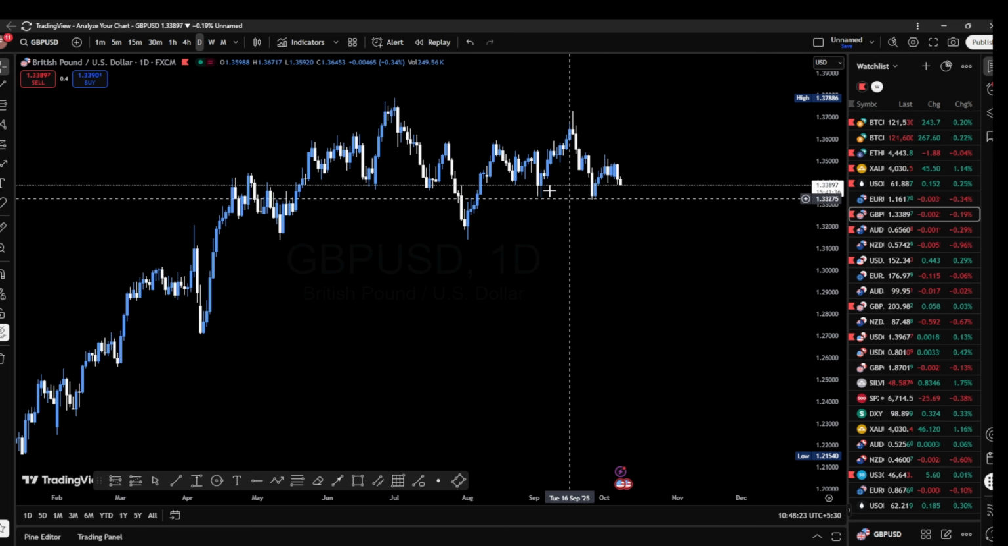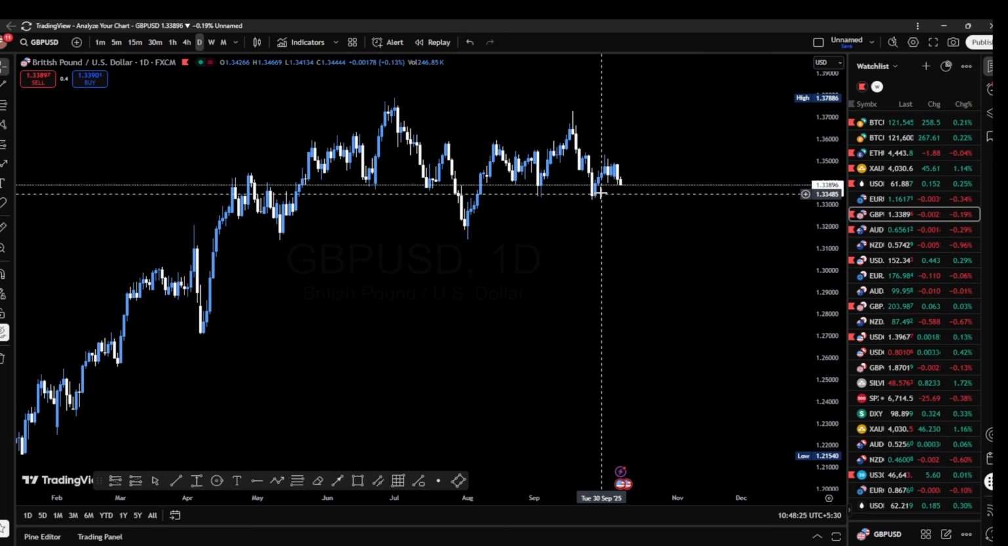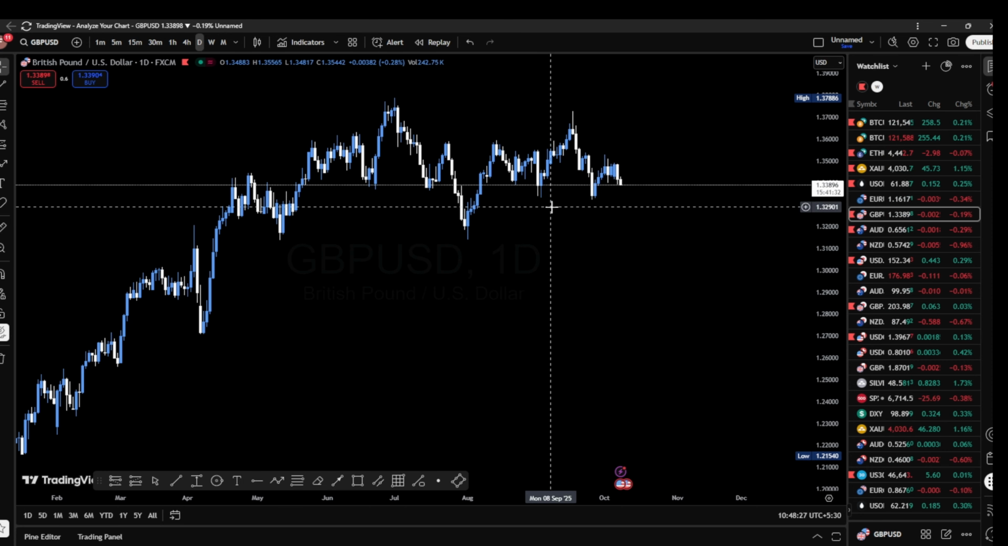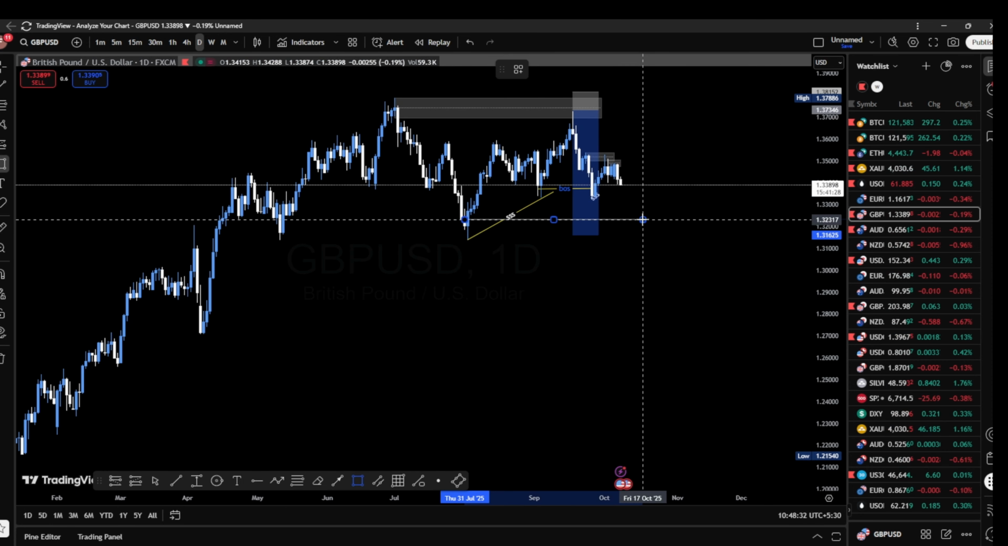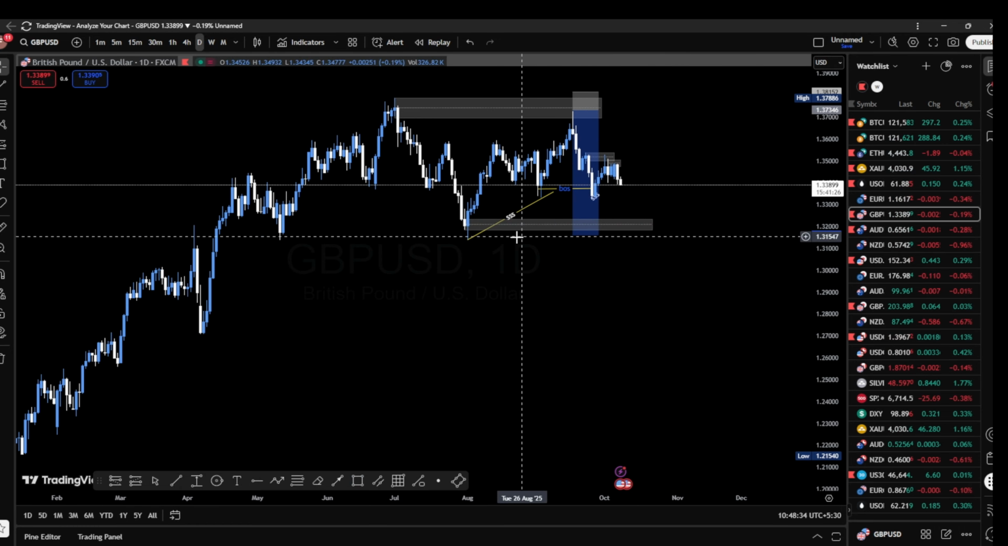In the daily time frame, this whole zone is a demand zone. This is the whole zone, but this is also a liquidity. Actually, the market can come here.